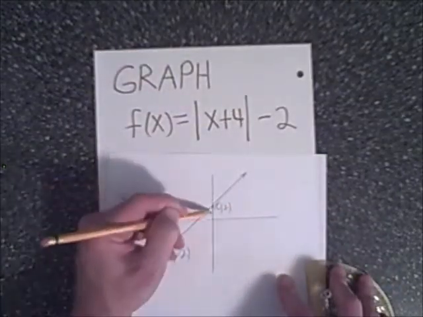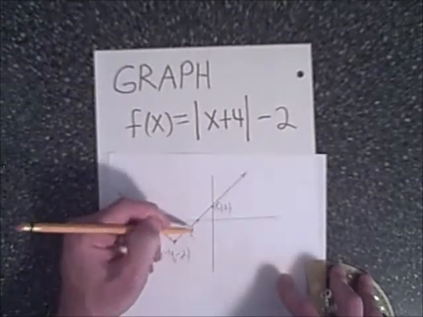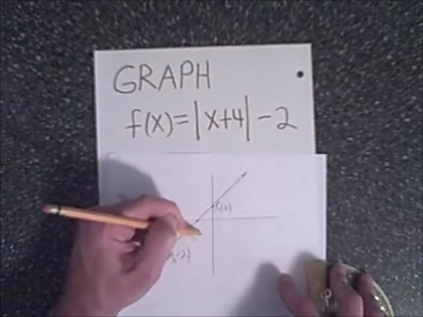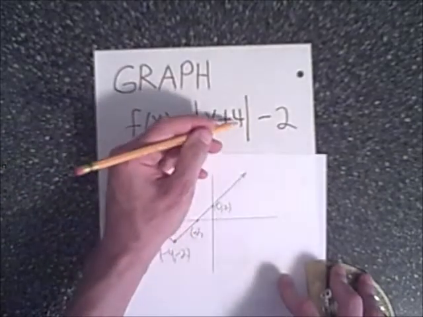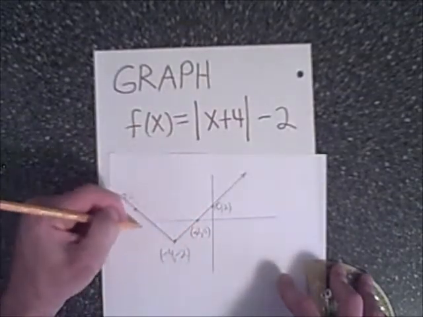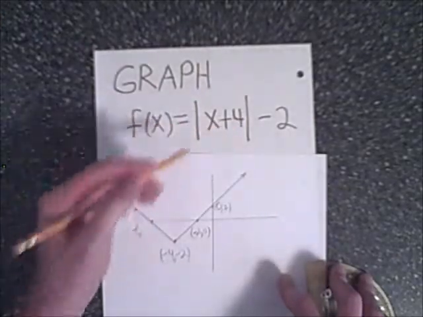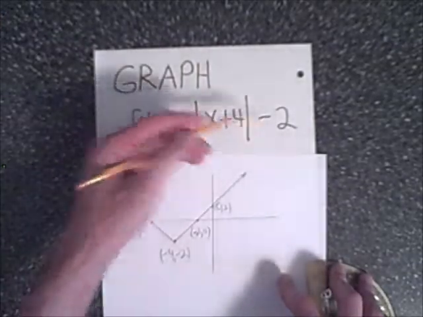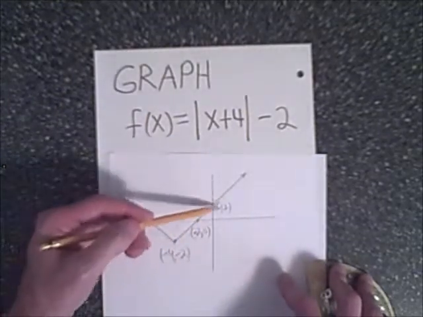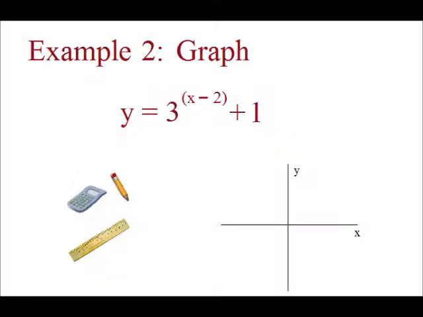Here's 2 points, and of course this point right here is one of the intercepts. This of course would be negative 2. Negative 2 plus 4 is 2, minus 2 is 0, and then the other one would be negative 6 right here. Negative 6, plug it in, negative 6 plus 4 is negative 2. Absolute value is 2, minus 2 is 0. And there you have it, an absolute value function taken by shifting it down 2 units and to the left 4 units.